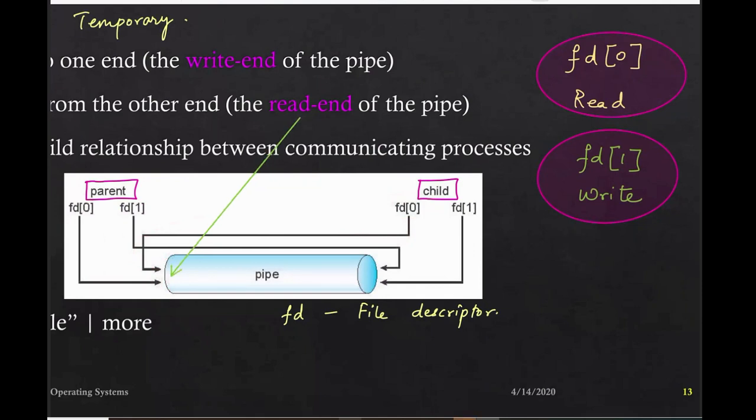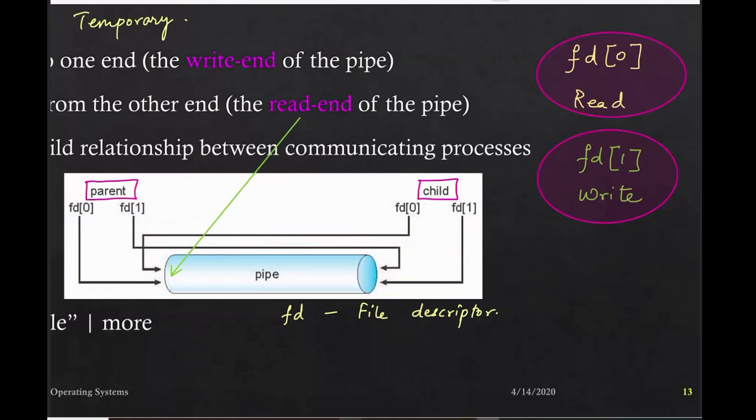That is the read end of the pipe. And again, FD1 is used for the child to write to the pipe. FD1 in the parent is used for writing to the pipe. It's the same file descriptor, but when it is used in the parent, the parent is writing to the pipe. When it is used in the child, it is used to write to the pipe.